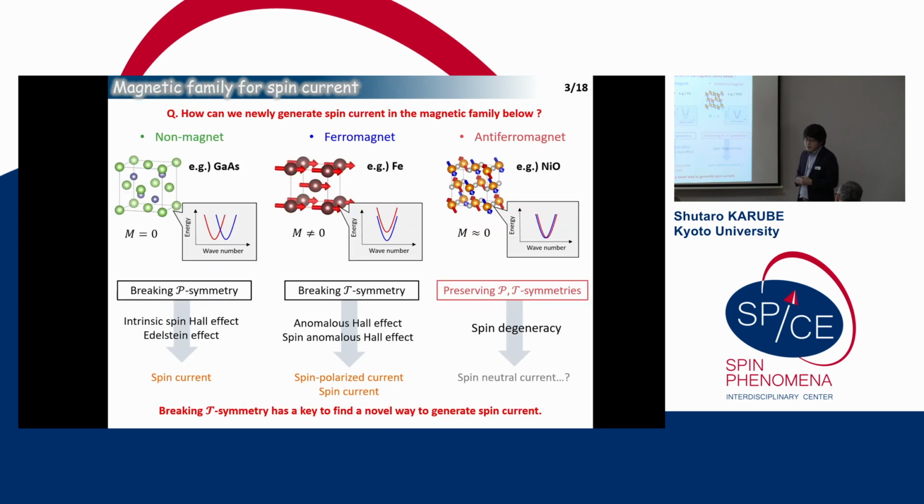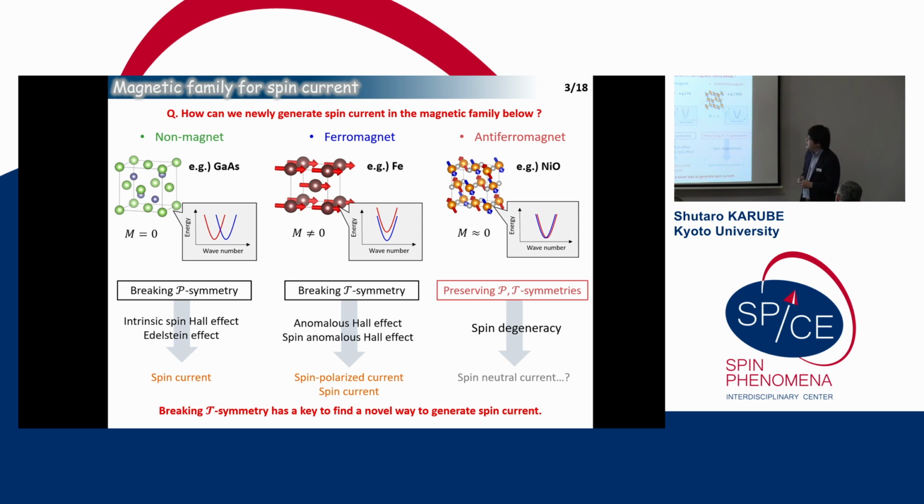So based on this background, how can we newly generate the spin current in the magnetic family? As for the non-magnets, as I mentioned before, for example, the heavy metals such as platinum and tantalum or the semiconducting gallium arsenide, due to the breaking parity symmetry, we can get a spin splitting state on the electronic band structure, and finally we can get the spin current via the intrinsic spin Hall and the Dresselhaus effect.